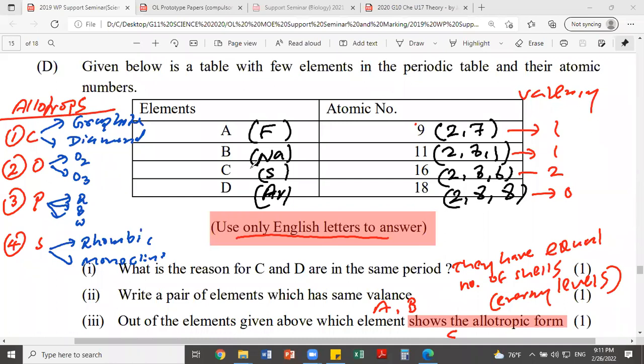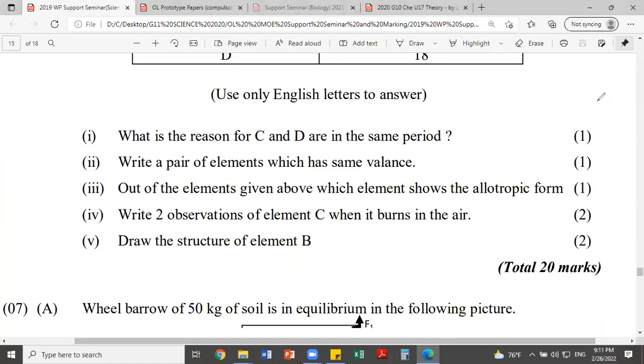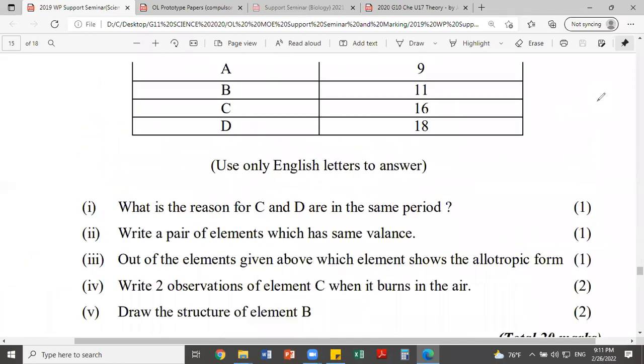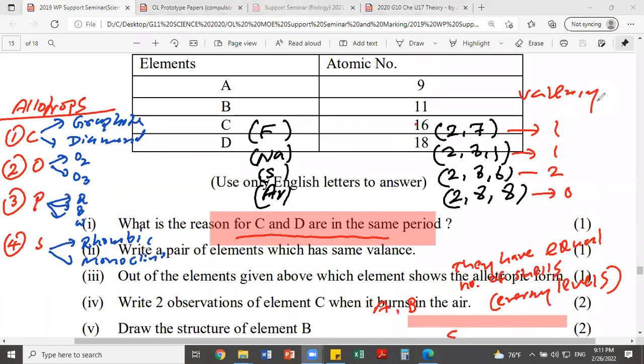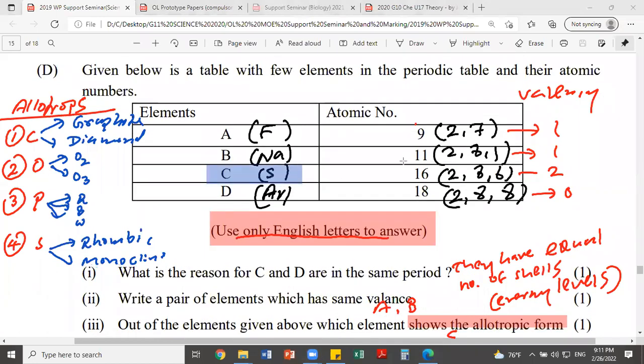Okay, now let's move on to the next one. Part 4. Write 2 observations when element C burns in air. What is C here? Sulfur. When you burn sulfur in air, don't burn it carelessly because it's a toxic gas. They are asking for 2 observations, right?